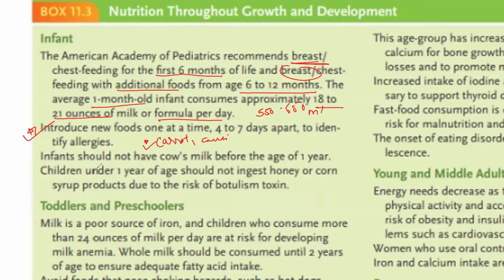Infant should not have cow's milk before the age of 1 year. Any child who is a newborn or infant cannot be given cow's milk before 1 year. The only milk the infant should be given is mother's milk. Yes, breast milk; cow milk should not be given to the child.